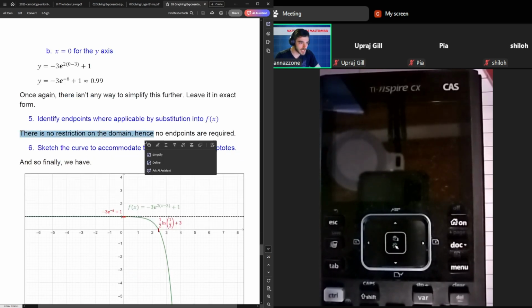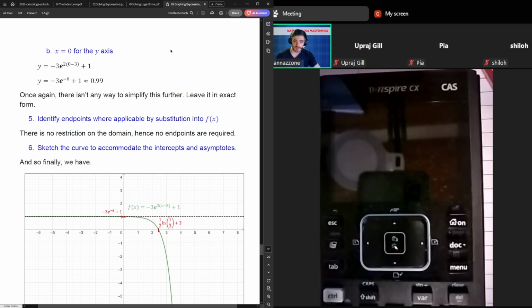Pretty unlikely for you to have endpoints. Usually you draw this over all real numbers, and then you sketch. So we know the y, we know the x, we just draw our curve to cut through those things.